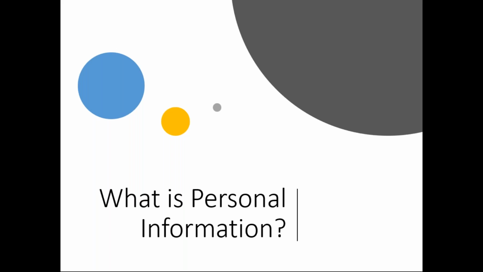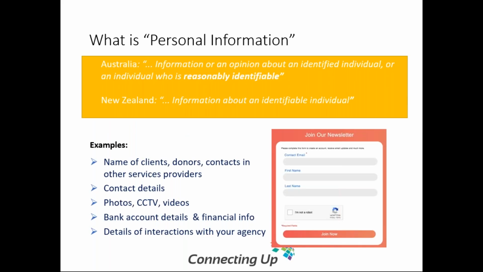And so it's important, as a threshold issue, to identify that the data you're talking about falls within the definition of what is personal information. Fortunately, the definitions in both Australia and New Zealand are not dissimilar. It is about information about an identifiable individual in New Zealand, and in Australia, we talk about an identified individual or an individual who's reasonably identifiable.